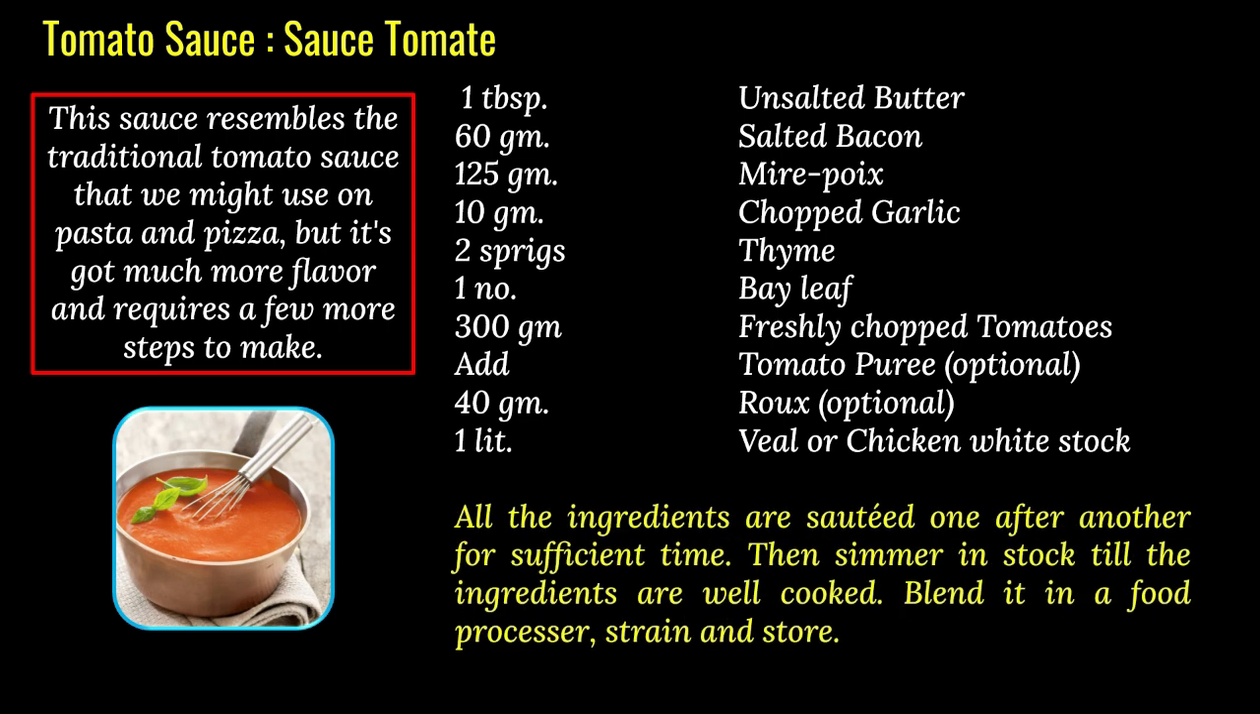All the ingredients are sauteed one after another for sufficient time, then simmered in stock till the ingredients are well cooked. Blend it in a food processor, strain and store. Clear? Very simple. We require all this mise en place in front of us before we start the actual preparation. Now, let us find out what the derivatives of tomato sauce are.